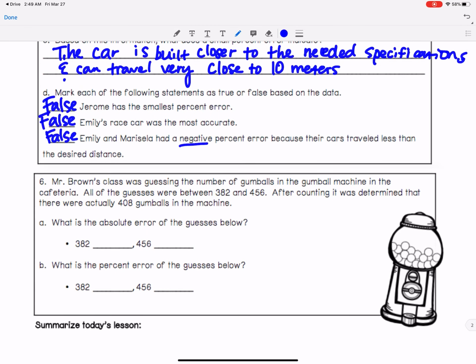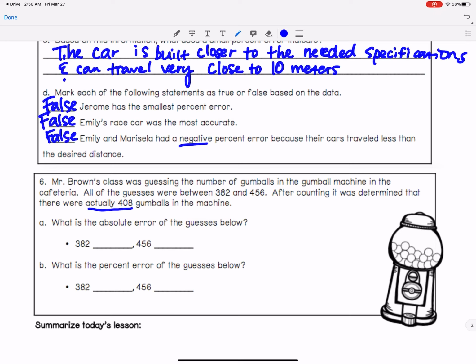All right, now question 6. Mr. Brown's class was guessing the number of gumballs in the gumball machine in the cafeteria. All of the guesses were between 382 and 456. After counting, it was determined that there were actually 408 gumballs in the machine. Here's what I want you to focus on. They give us the exact number, 408, okay? So what is the absolute error of the guesses below?